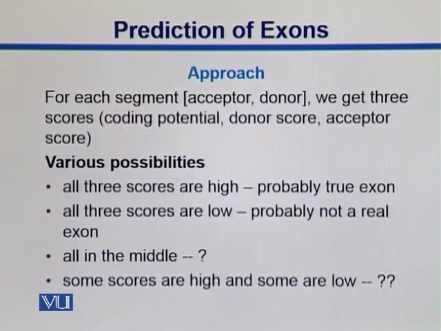So for each segment, acceptor and donor, we get 3 scores. One is coding potential, then we get a donor score, then we get an acceptor score, and we look for different possibilities. If all 3 scores are high, probably we have a true exon. If the scores are low, we don't expect a real exon over there. If all are in the middle, then we can do some other alternatives. Some scores are high, some are low. Again, we can look into some other alternatives. So here we can get the evidence with the help of the information which we gathered from those splice sites.